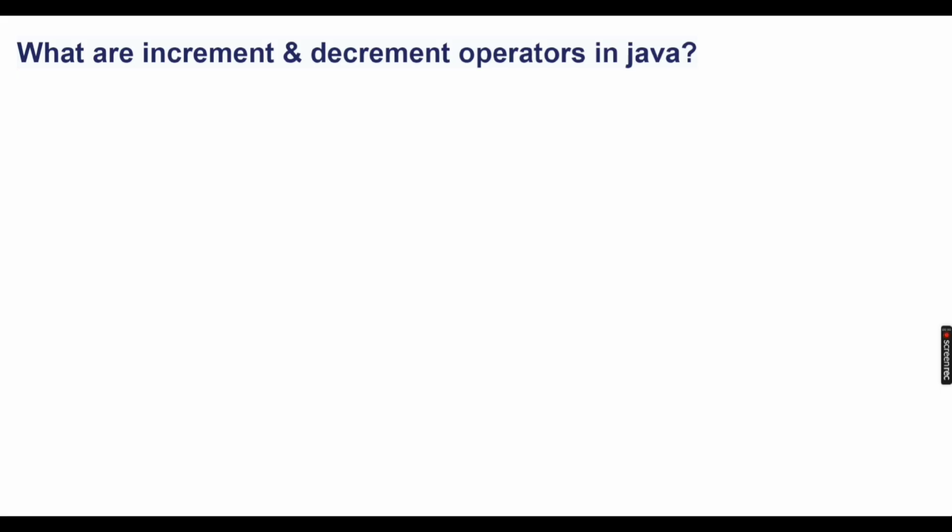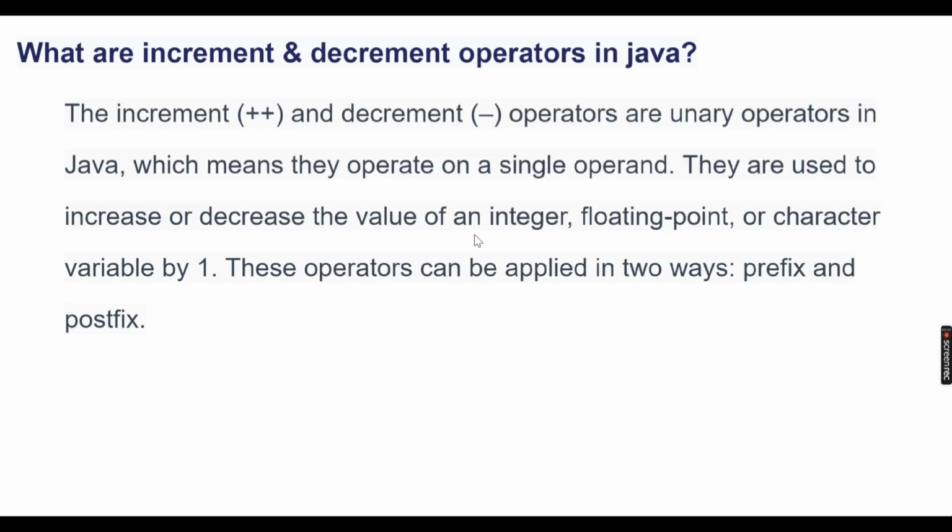In this video, we are going to learn about the interview questions related to increment and decrement operators in Java. So what are increment and decrement operators in Java? The increment operator, which is represented by the plus plus symbol, and the decrement operator, which is represented by the minus minus symbol, are unary operators. So what does unary operator mean?